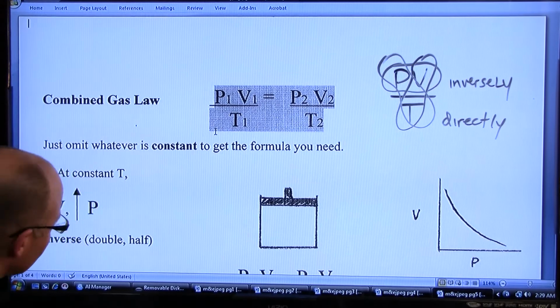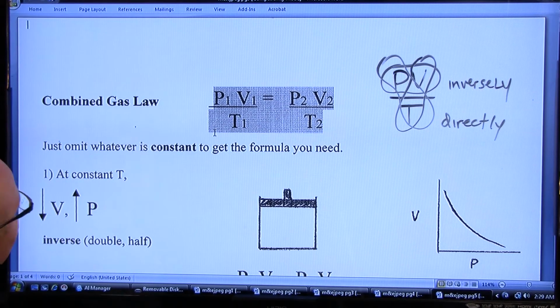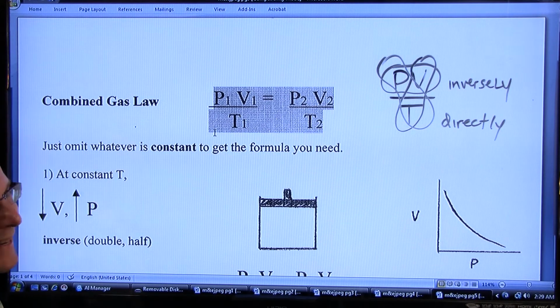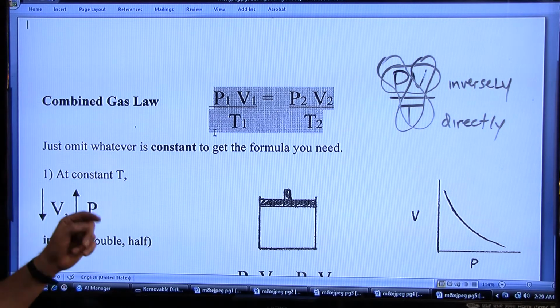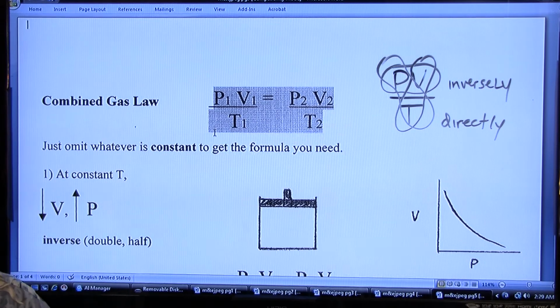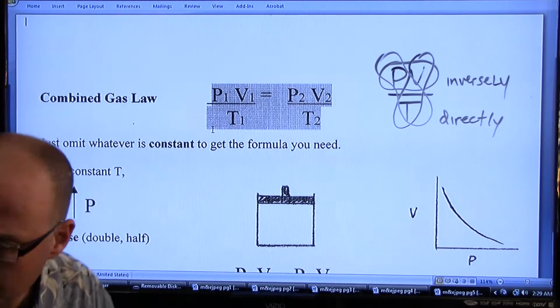Now, about this formula. Whenever you do a gas law problem, what you should do is look for what is constant in the problem, what remains the same, and just omit it from the formula. So if you come across a problem where they tell you temperature is constant, as in the case here, then you're not going to use temperature in the formula.